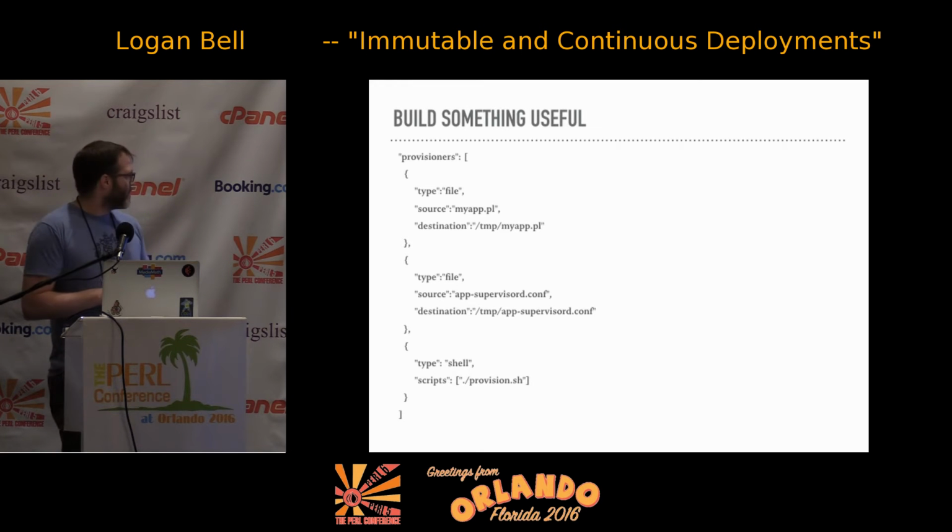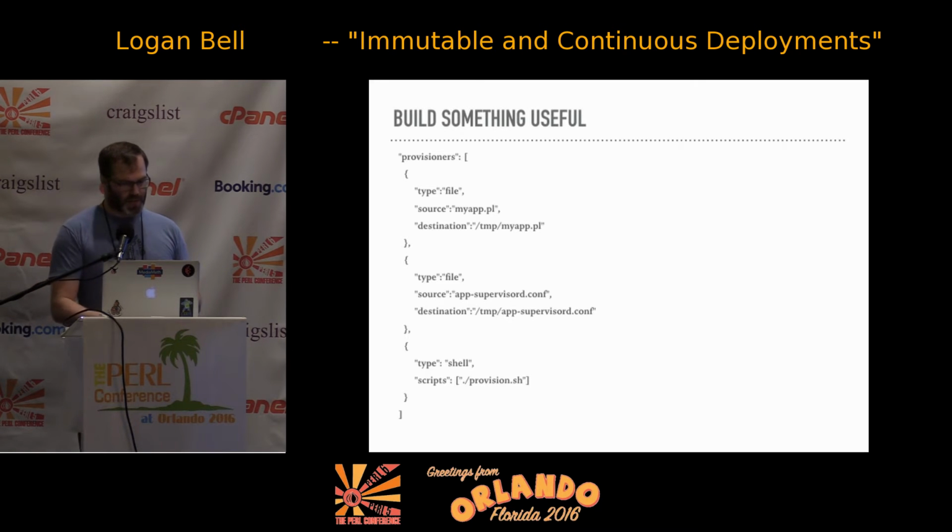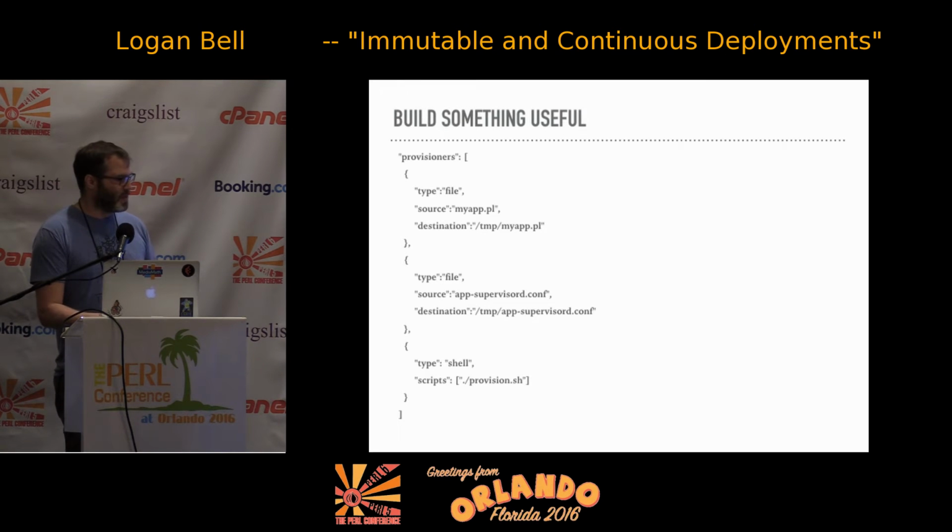Here is something that's a little bit more useful. This one here is actually deploying, or actually provisioning, a real application. We have two types at the top there, the two file types. So essentially what we're doing is we're copying the file from locally out to the box, and we're putting it in the temp directory. So we have a myapp.pl, which is just essentially a Dancer app, which I'll show here in a minute. And then we have a supervisord configuration file, which is just going to turn on the Dancer app for us. And then finally, we run our provision script.